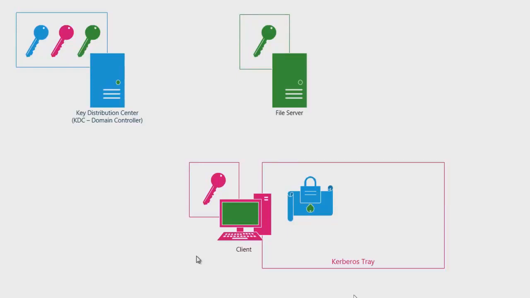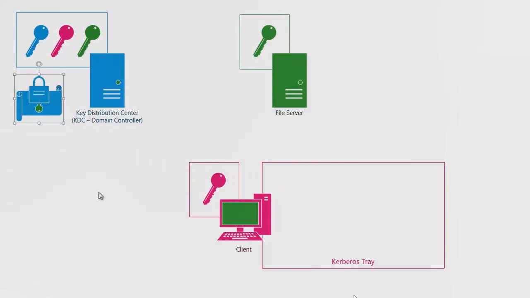Okay, so now the client is logged on, they're ready to go, and they're ready to get to something on a file server. So my computer looks at my Kerberos tray and says, well, you don't have a ticket for the file server. So we're going to go back to the Key Distribution Center, and what we're going to do is send it this ticket granting ticket along with a request: Hey, I need a ticket for the file server.